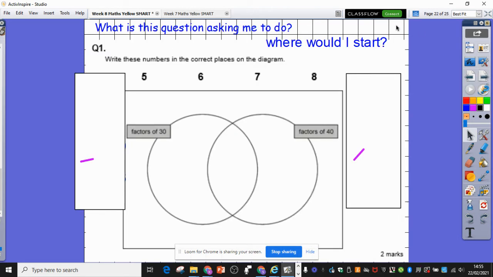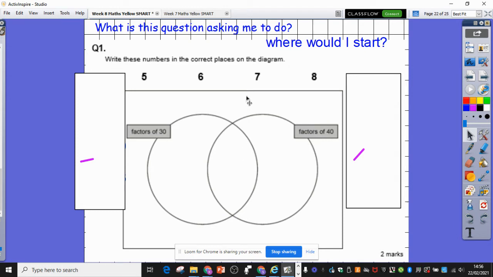Okay, this is a typical question that you could get. So, what is this question asking me to do, and where on earth do I start? Question 1. Write these numbers in the correct places in the diagram. I've got 5, 6, 7, and 8. I've got factors of 30 and factors of 40. You've done Venn diagrams for years, so you will know that here you will have all the factors of 30 and all the factors of 40, and in the bit in the middle you will have the common factors of both 30 and 40.